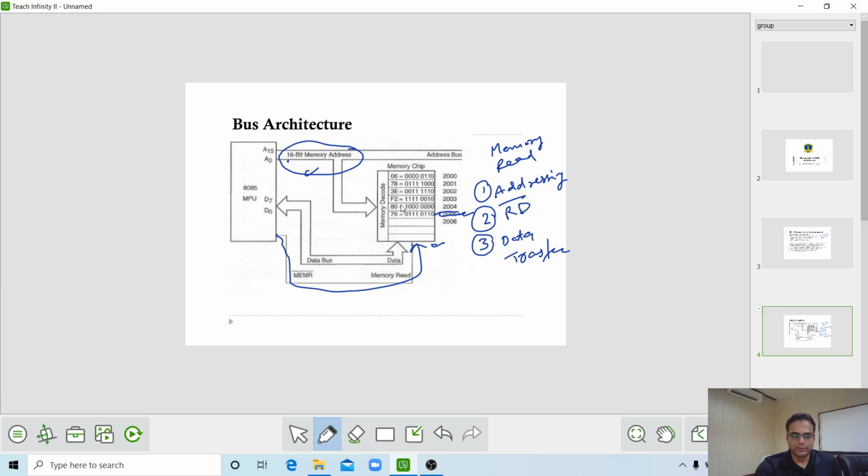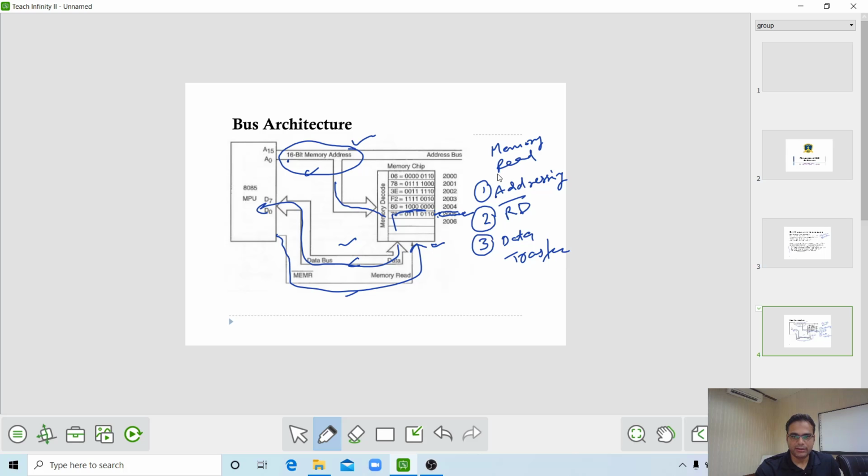Now data transfer will take place. Whatever memory location is selected through these address lines, the data at this particular location will be transferred to the microprocessor via these data lines. These are the roles of address lines, data lines and control lines through which the microprocessor can communicate with memory or any other external peripheral.